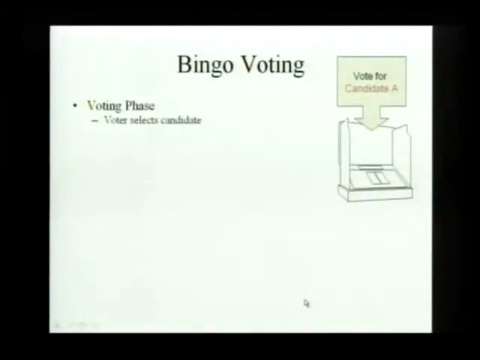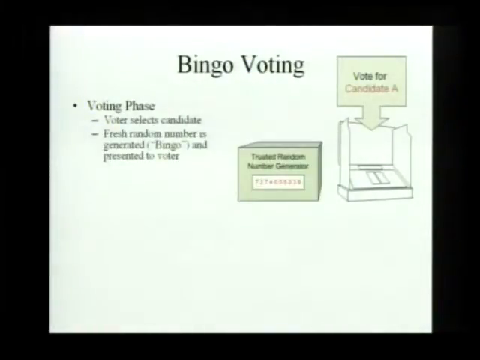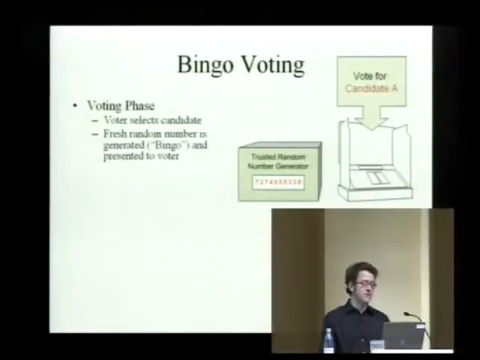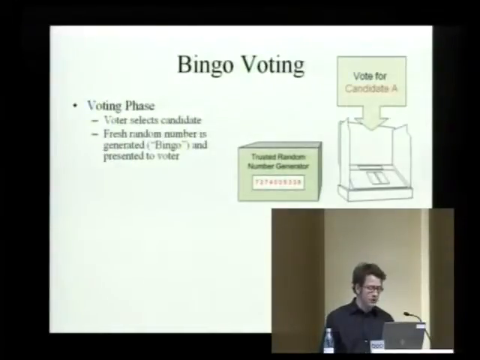Now, in the voting phase, the voter selects a candidate, in this case, candidate A, and there's a trusted random number generator who pulls a new random number, and that's where the name bingo voting is coming from. Bingo, like they're suggesting a mechanical random device to make sure it's really random or trusted random. Now, when they did a proof of concept for a University of Karlsruhe election, they didn't use a bingo cage, they used an electronic device.